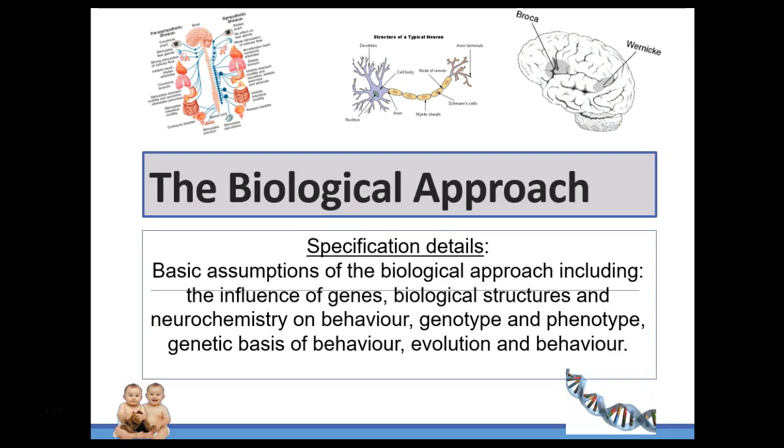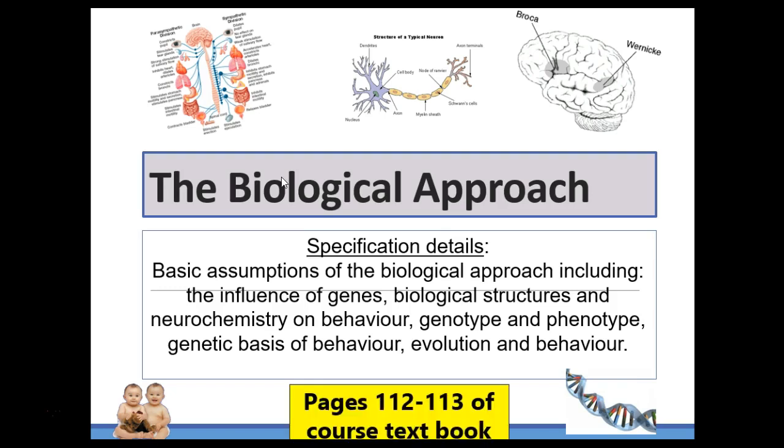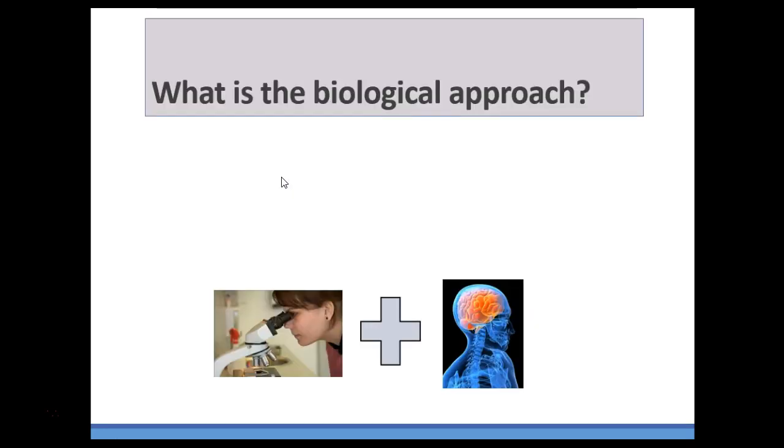So what does the spec say that you need to know? You need to know the basic assumptions of the biological approach, including the influence of genes, biological structures and neurochemistry on behaviour, genotypes and phenotypes, genetic basis of behaviour, evolution and behaviour. This is on pages 112 and 113 of your course textbook.